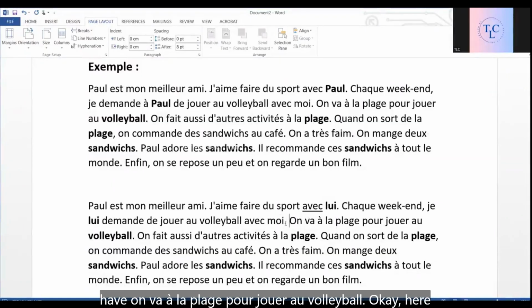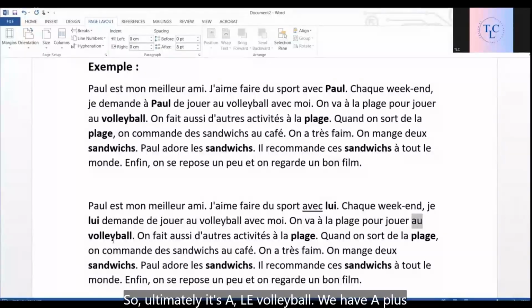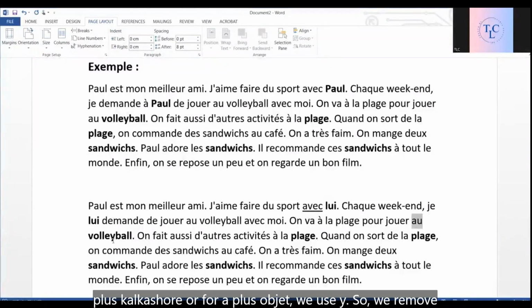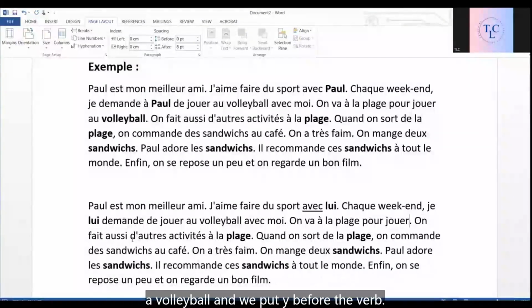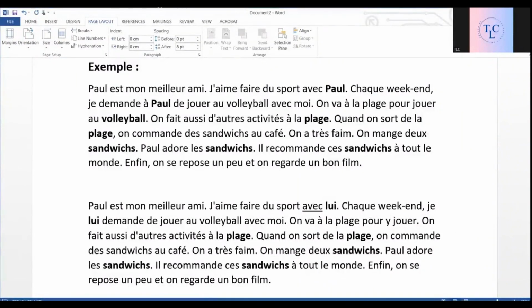Then we have on va à la plage pour jouer au volleyball. Okay, here volleyball is being repeated. Do we have a preposition before it? Yes, because au is the contraction of à and le. So ultimately it's à le volleyball. We have à plus something. Okay, for à plus something, what do we use? Pronom COI? No, it's only for à plus person. So for à plus quelque chose or for à plus objet, we use y. Okay, so we remove au volleyball and we put y before the verb.